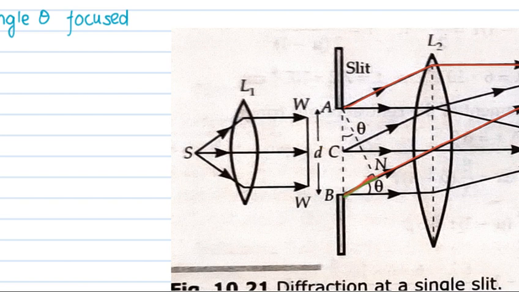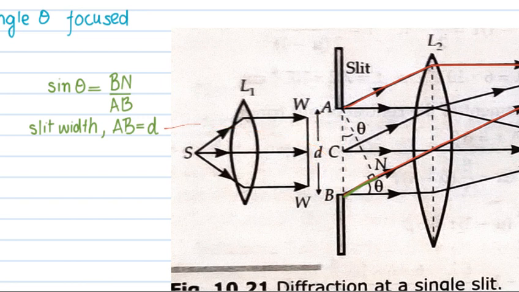To find this BN, I can use the trigonometric ratio sine theta. For this triangle, sine theta will be the ratio of the opposite side divided by the hypotenuse. Sine theta equals BN upon AB. And we know the slit width AB is given as small d. So instead of AB, I can substitute small d here.